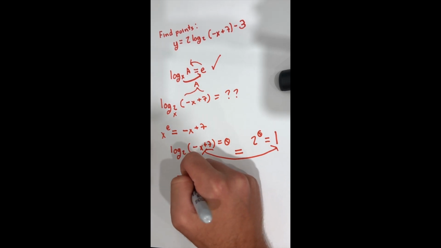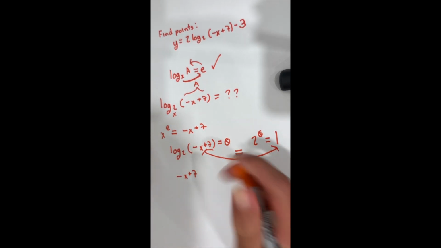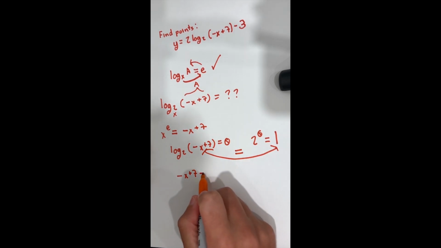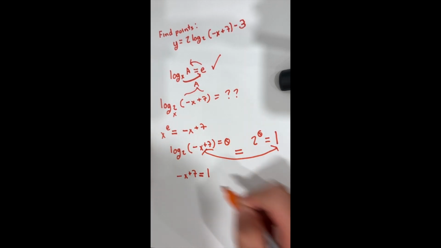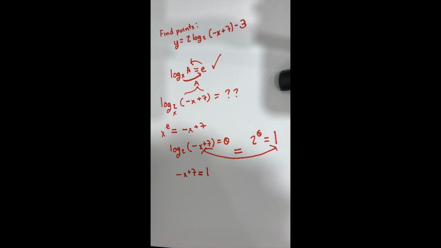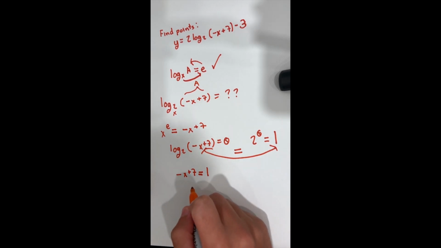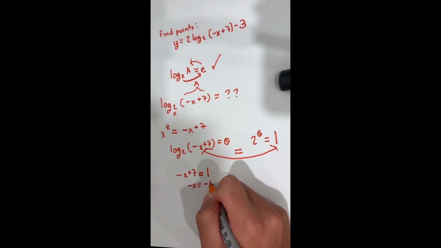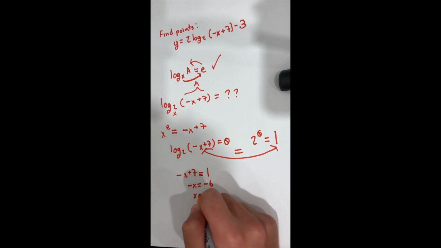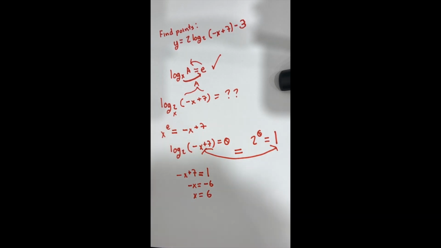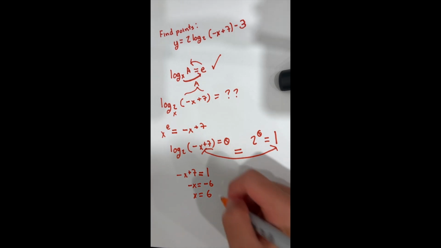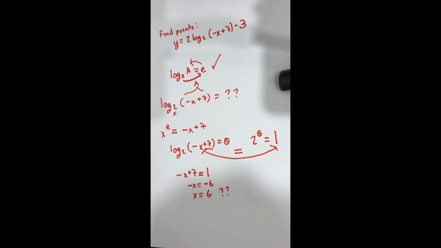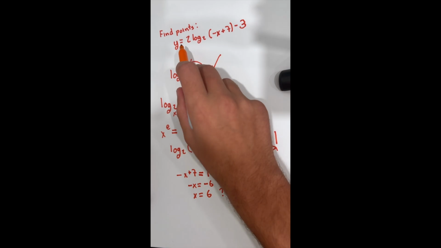So we could say that negative x plus 7 is equal to 1. And then we can just solve from there. 1 minus 7 is equal to negative 6, I'm sorry. And x would then be equal to 6 after dividing by negative 1. Now what do we do with this? Well, we just plug it back into that original equation from the beginning.